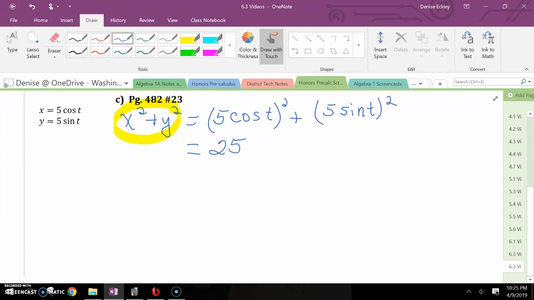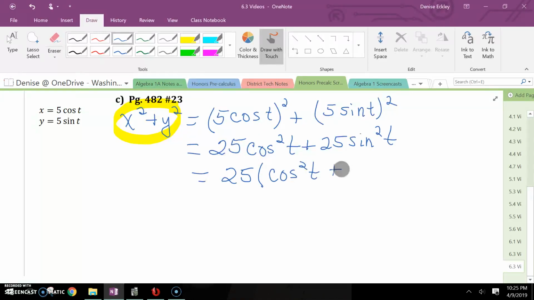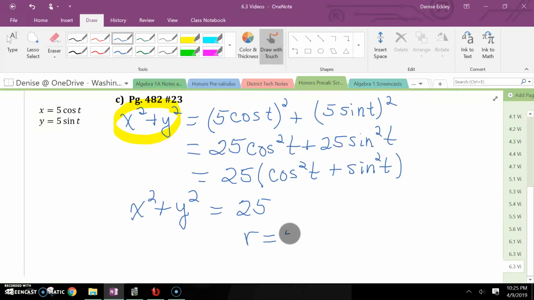go through this. So I'm going to have 25 cosine squared t plus 25 sine squared t, and I'm going to factor out the 25, and there is the Pythagorean identity, cosine squared t plus sine squared t, which you all know to be 1. So what I've created is the equation of a circle, x squared plus y squared equals 25, that has a radius of 5 and is centered at the origin at 0, 0.